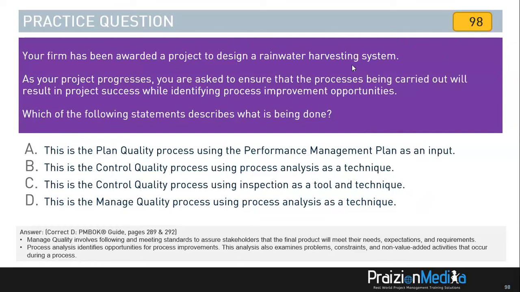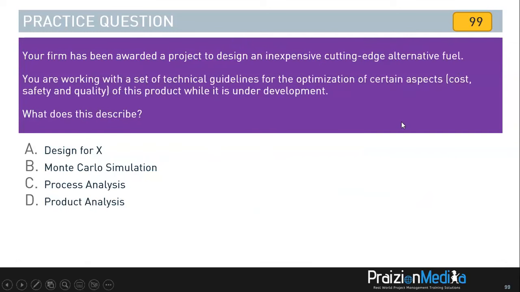Okay, let's move on to our next question. Your firm has been awarded a project to design an inexpensive cutting-edge alternative fuel. You are working with a set of technical guidelines for the optimization of certain aspects, cost, safety, and quality of this product while it is under development. What does this describe?